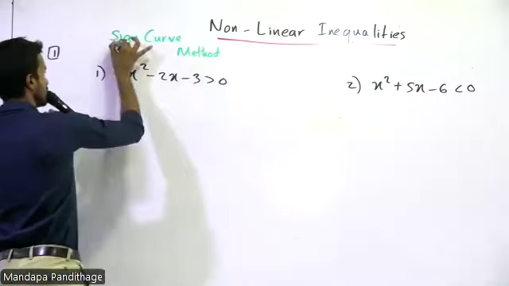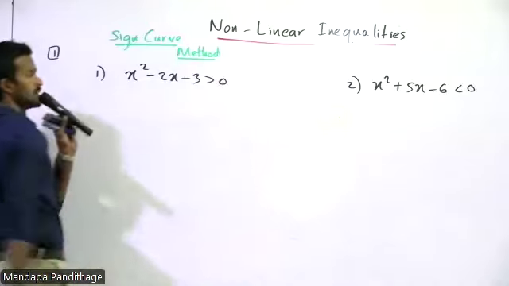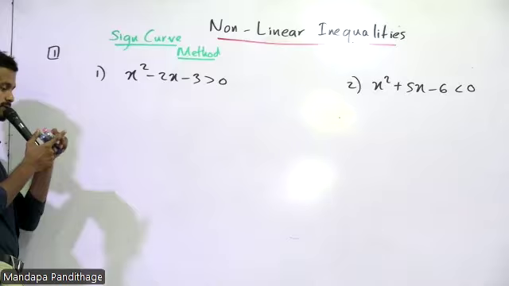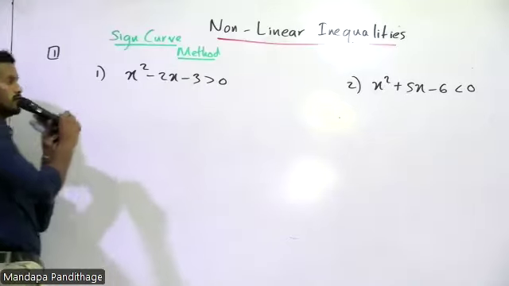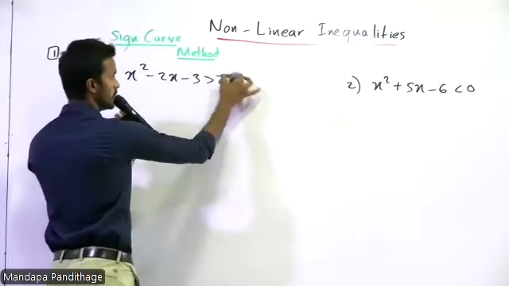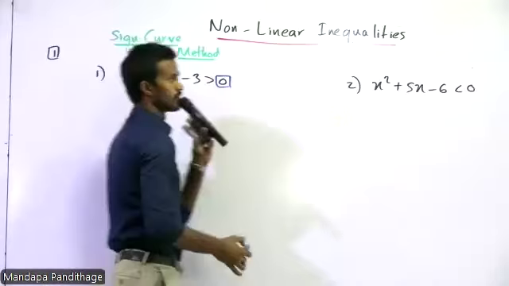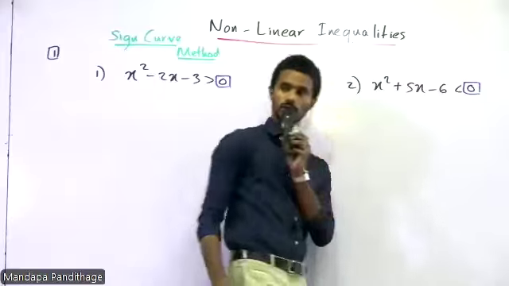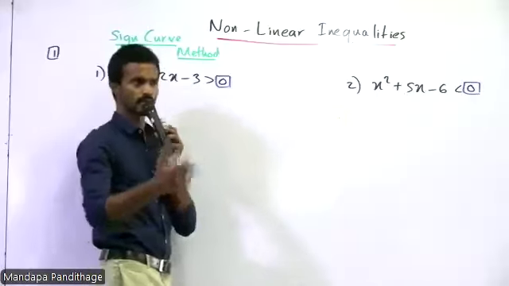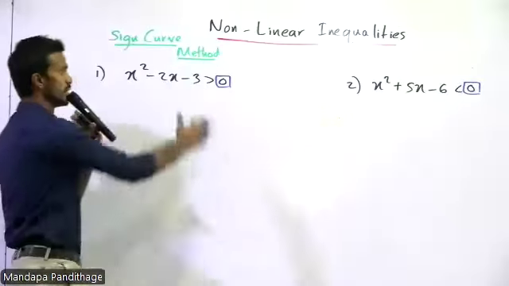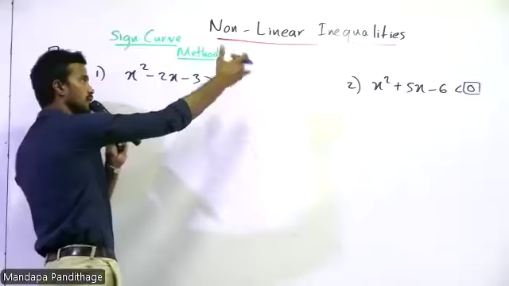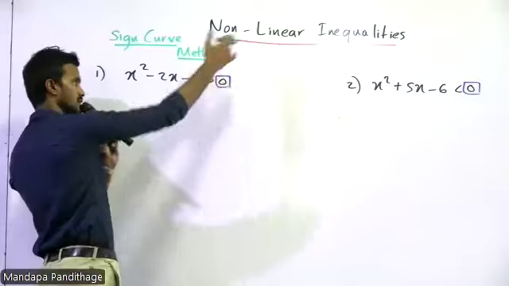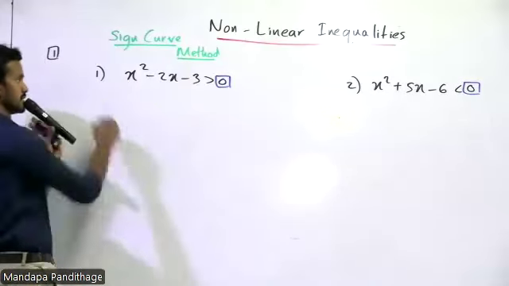So what we do here is, the first step of the sine curve method is that you need to make one side 0. The first step of the sine curve method is that you need to make one side 0. So even though they have given terms on that side, you need to take the terms to this side and write it so that one side is 0. So that is clear. The first step has been done.